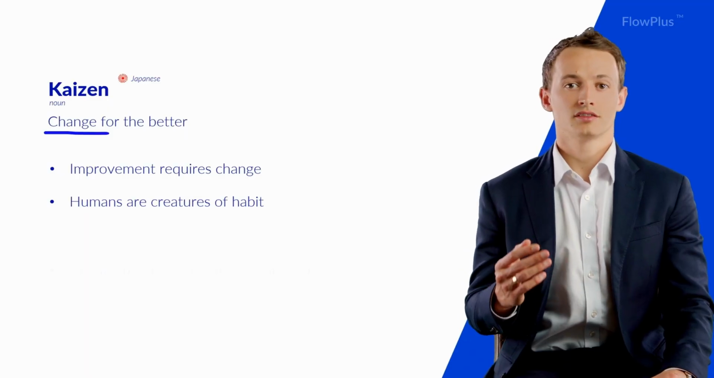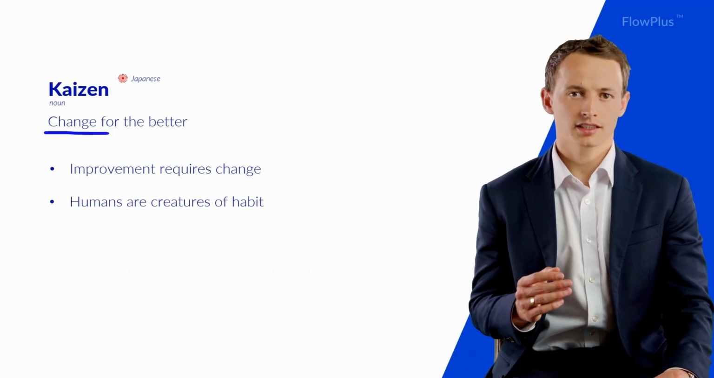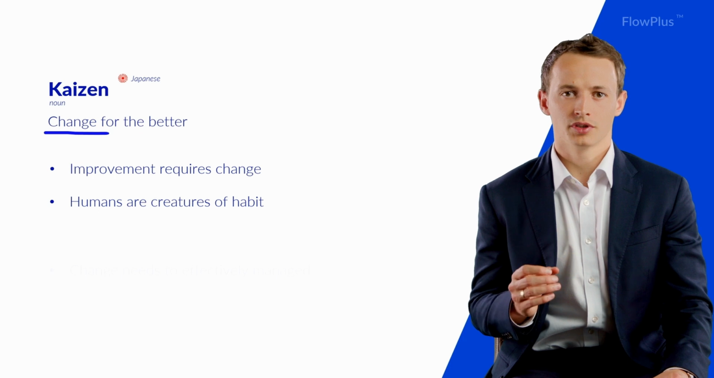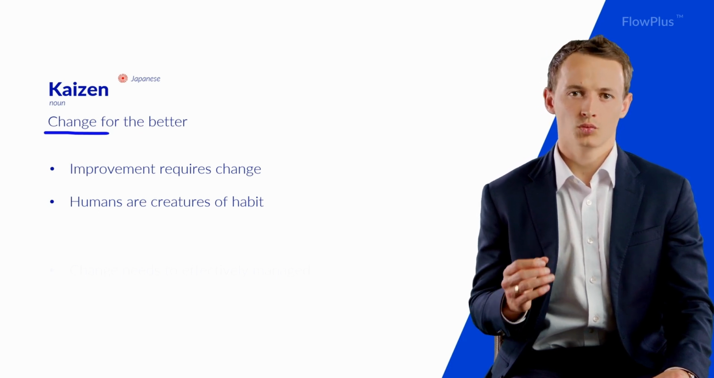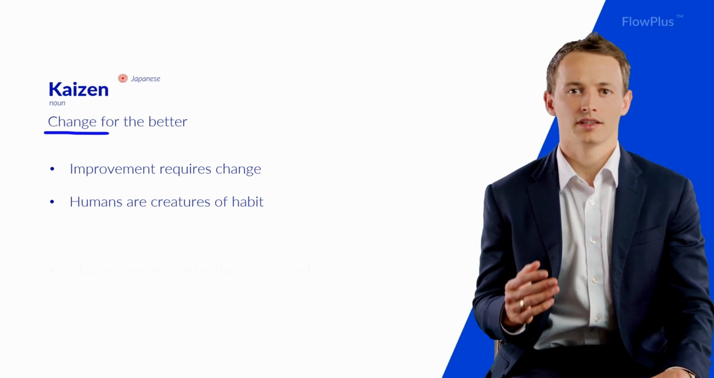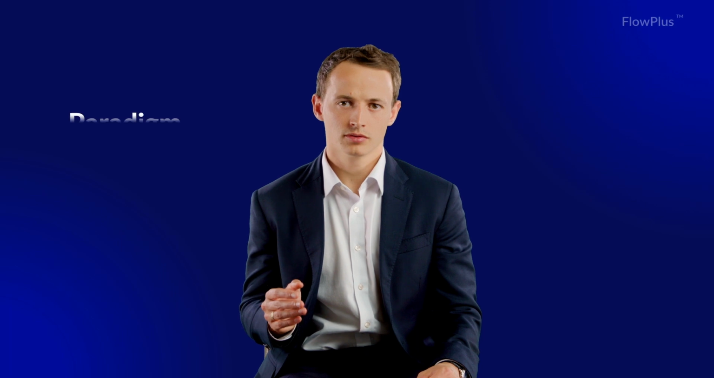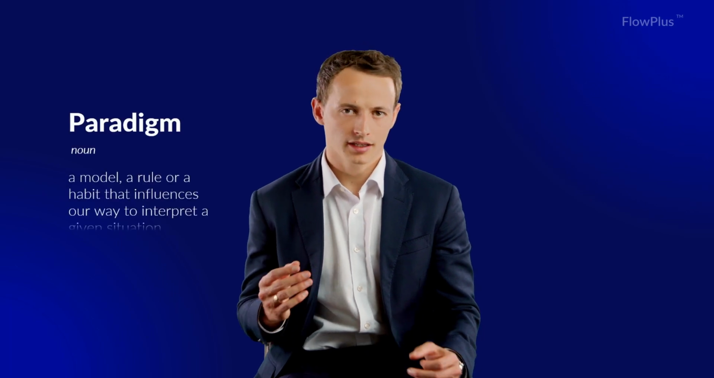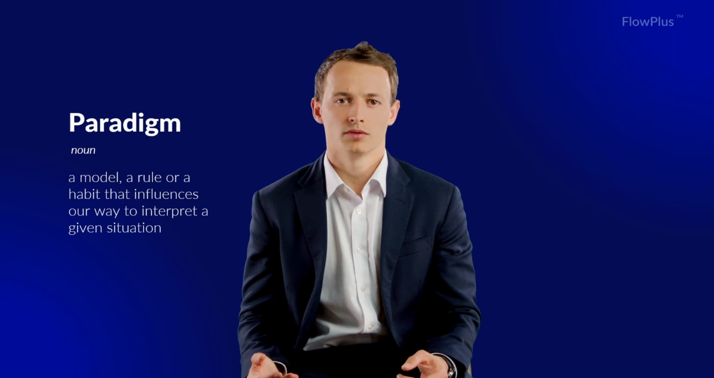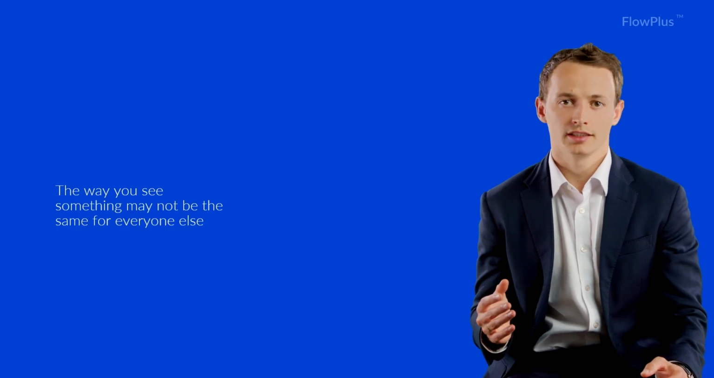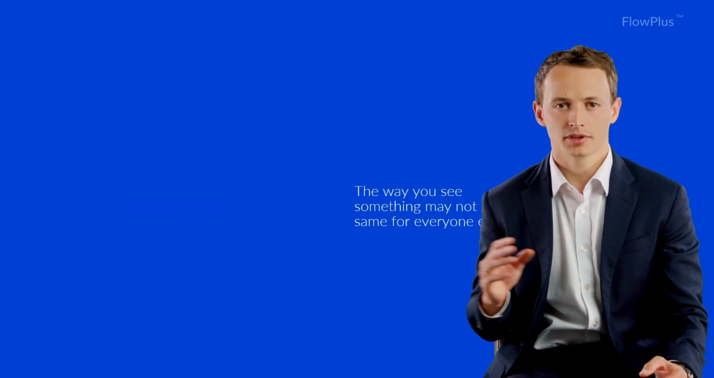We're all resistant to change in some way, so let's first recognise that improvement requires change. To successfully make lean changes, we need to understand and effectively manage the change process. A paradigm is a model, a rule, or a habit that influences our way to interpret a given situation or a problem. In order to overcome change, you may need to understand their perspective as well.